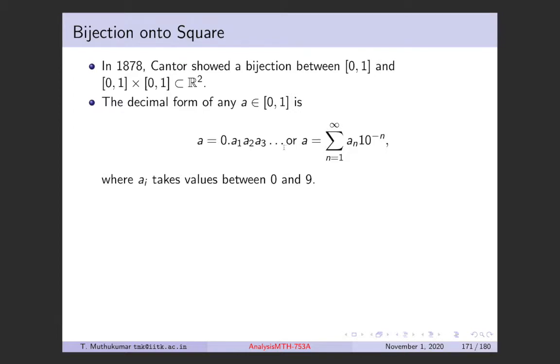It's some expansion, or in a much more concise mathematical form, it is the sum of a_n over 10 to the power n, which is the decimal expansion, and these a_n are numbers which can be taken between 0 and 9 because it's a decimal expansion, right? So any number from 0 to 1 has this decimal form.